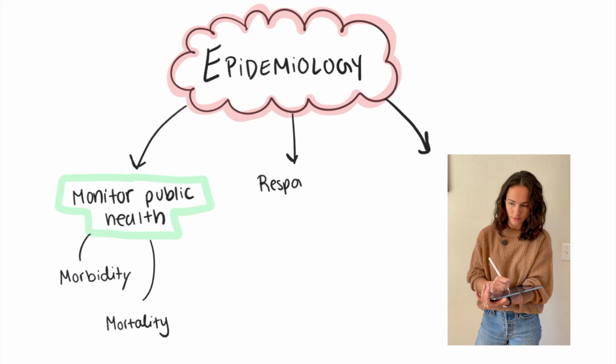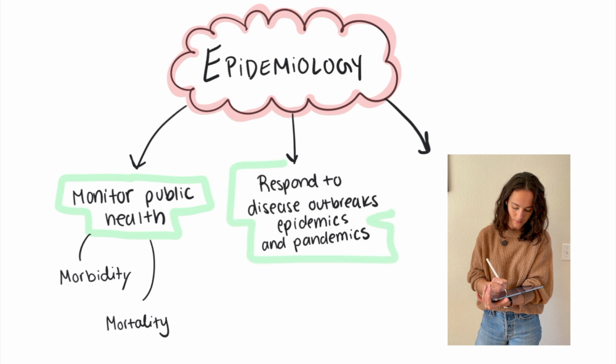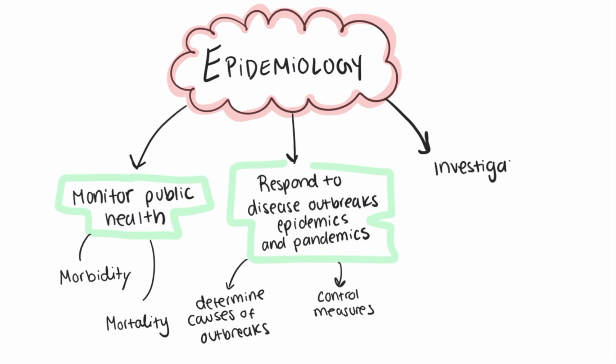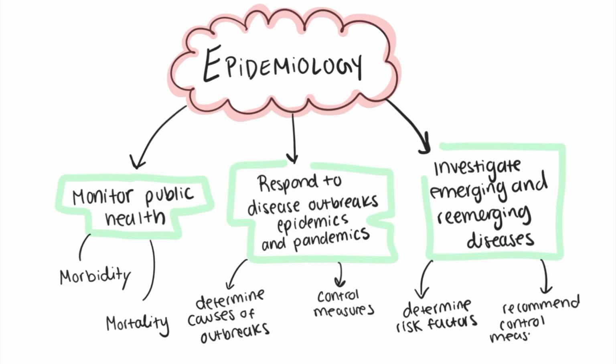Then, that data is used to take action. Epidemiologists respond to disease outbreaks, epidemics, and pandemics, all of which we will broadly distinguish between soon. This involves determining the cause of the outbreaks and implementing measures to control the disease outbreak itself. Lastly, epidemiologists are continuously investigating and monitoring emerging and re-emerging disease. We can try to take a preventative approach to emerging diseases by determining risk factors and recommending control measures accordingly.